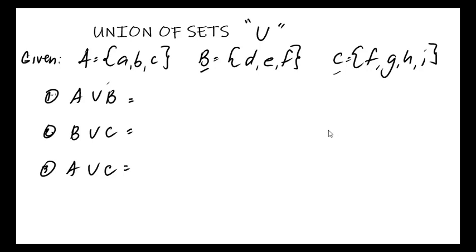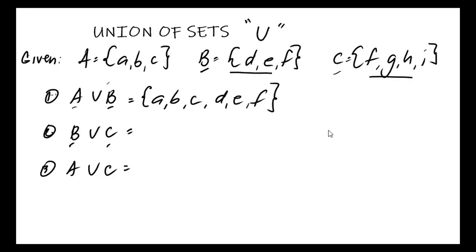Okay, punta tayo kaagad sa number 1. The union of A and B. Para makuha yung sagot, kukombine lang natin yung laman ng set A at yung laman ng set B. First, lagyan mo ng bracket at sulat mo yung laman ng set A. A, B, C, at isama mo na rin yung laman ng ating set B, which is D, E, F.